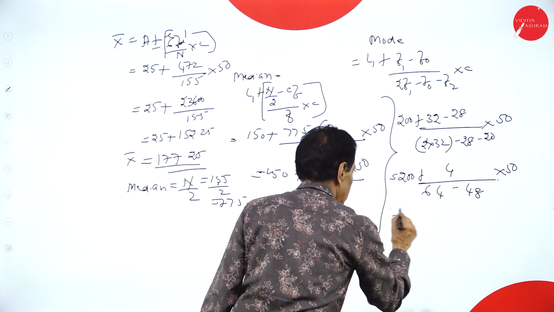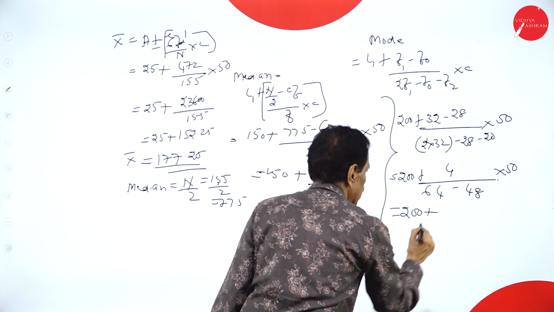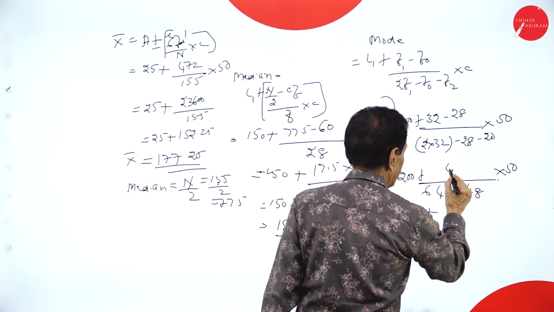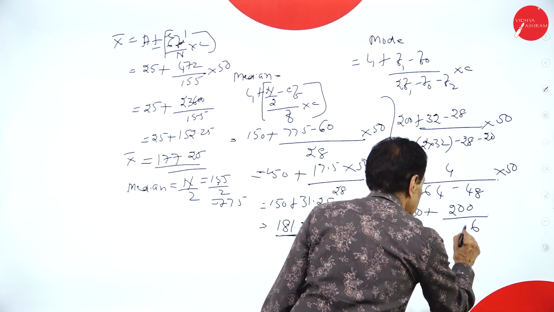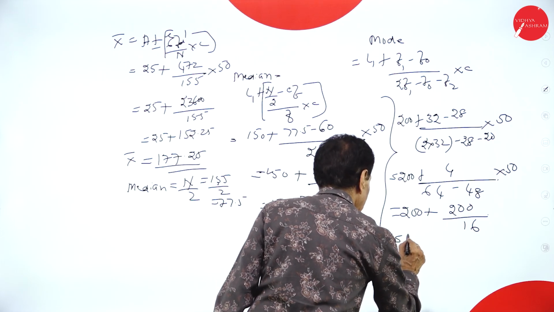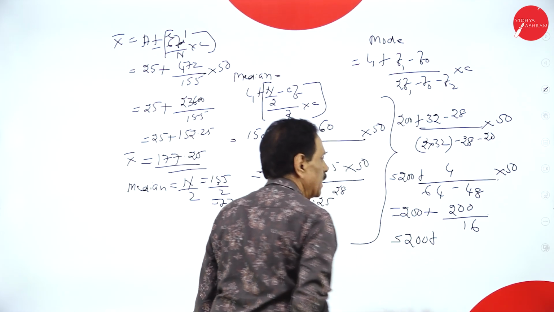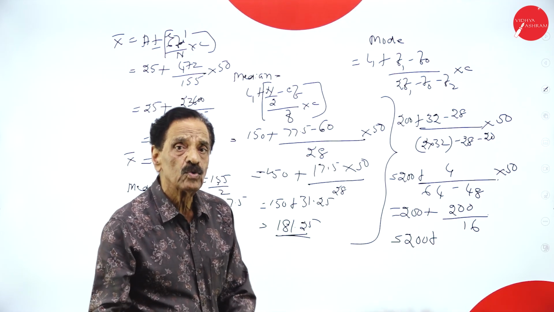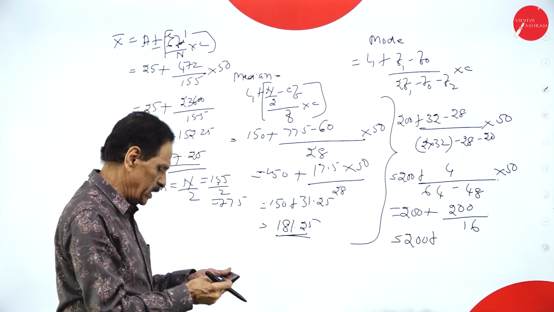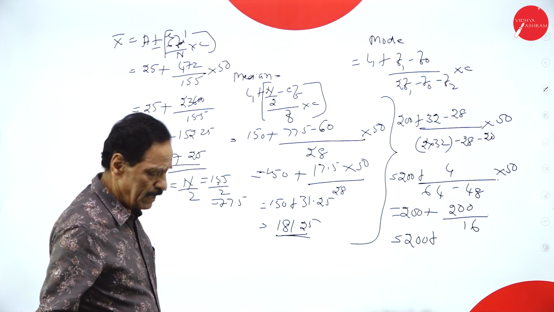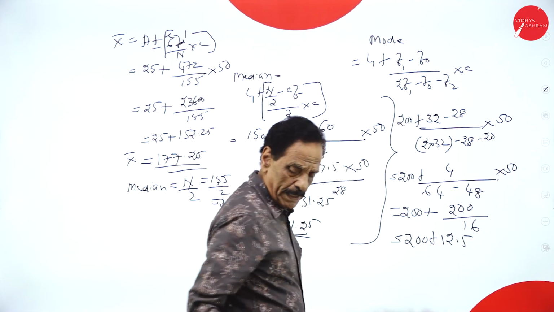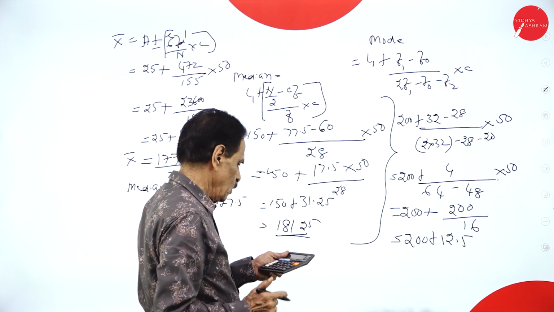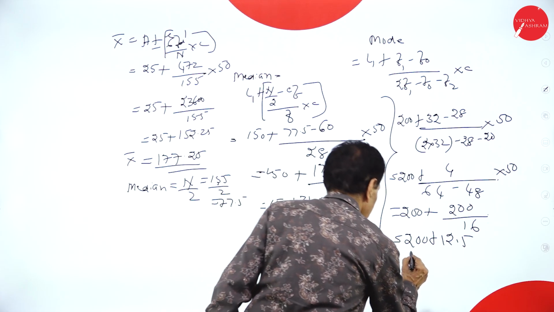This is 200 plus 4 into 50 is 200 divided by 16. Now you have to divide 200 divided by 16, 12.5 plus 200, 212.5.